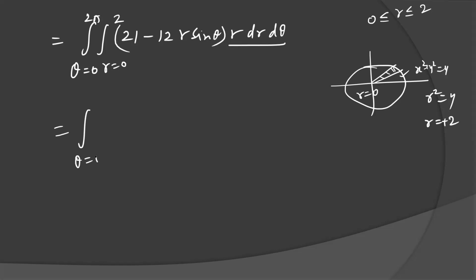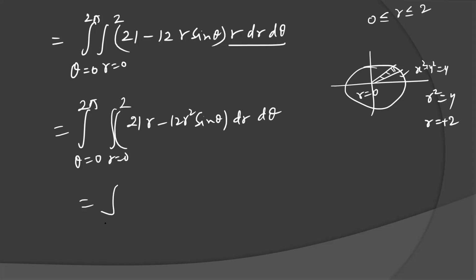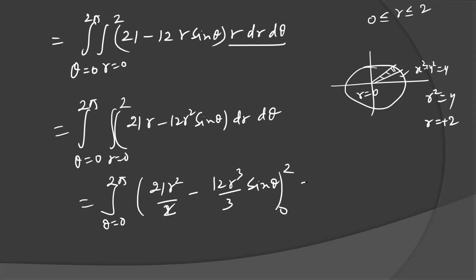Now if you integrate firstly with respect to r, it will be the integration for r equal to 0 to 2 of (21r minus 12r square sin theta) dr d theta. So if you solve for r, you will get (21r square by 2 minus 12r cube by 3 sin theta) from 0 to 2, d theta. And then you solve for theta after applying the limit in r, you will get the answer is 84 pi. So this is the ending of Gauss divergence theorem and the ending of the vector calculus unit.